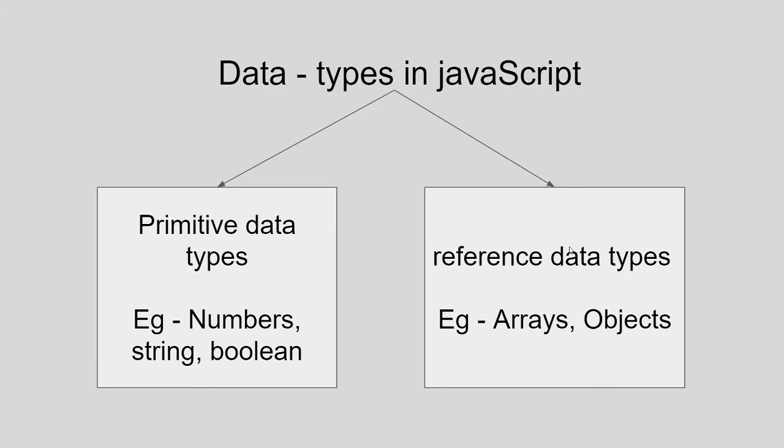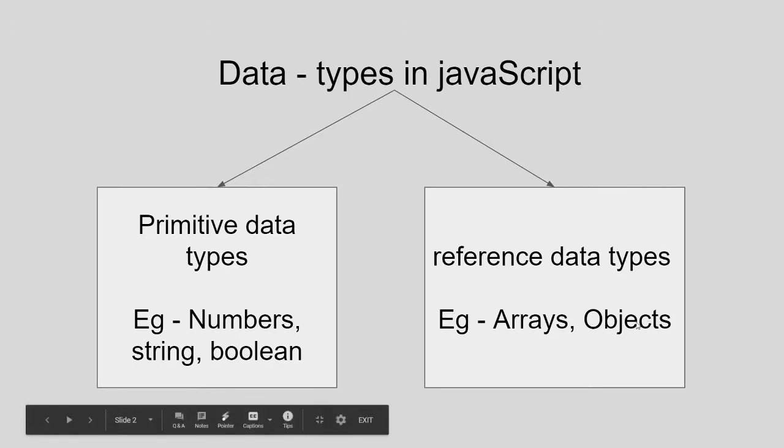To understand deep copy and shallow copy, first of all we need to understand that data types in JavaScript can be differentiated or segregated in two categories, which are primitive data types and reference data types. So primitive data types are numbers, strings, and booleans, and reference data types are arrays and objects.